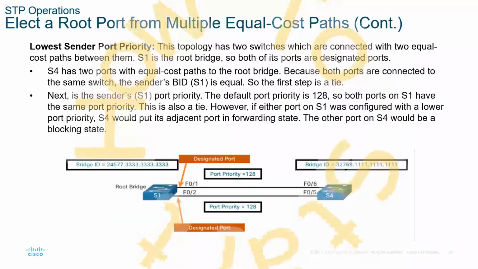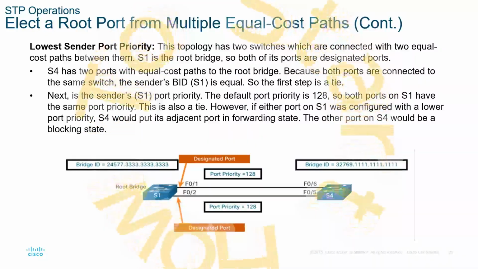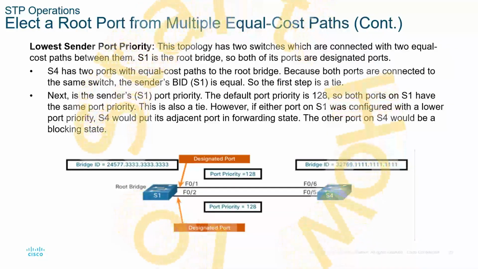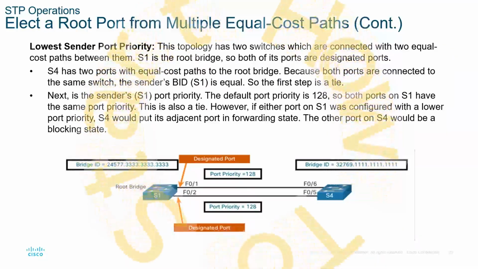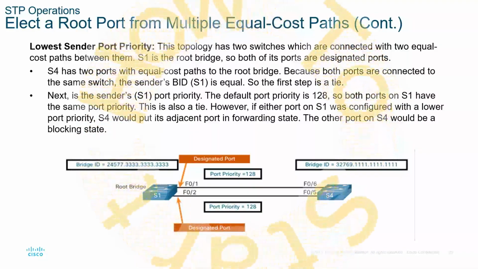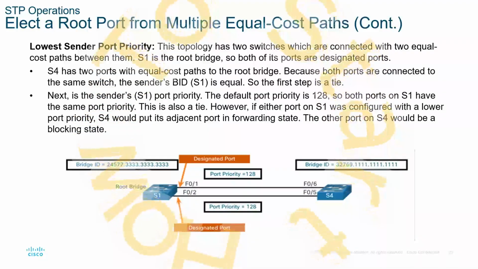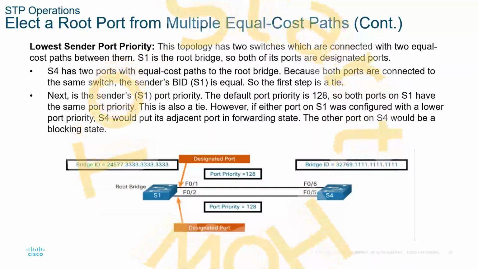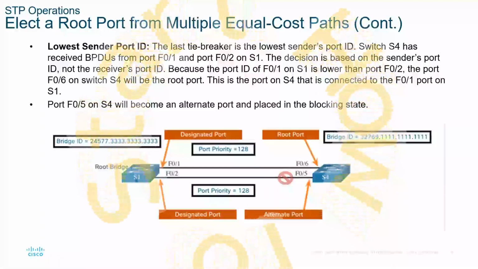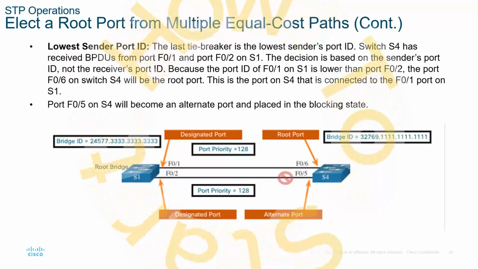However, if either of the ports on switch 1 were configured with a lower priority, S4 would put the adjacent port in a forwarding state. So F01 is the lower of the 2. That means the adjacent port, F06, should be receiving our root port, and our F05 will become our alternate port.